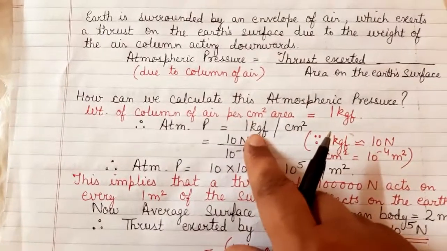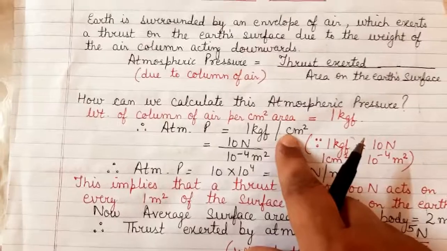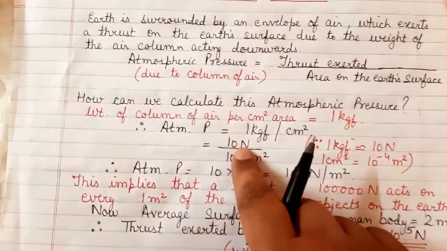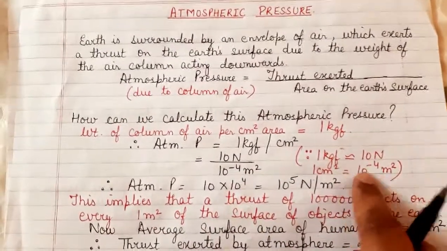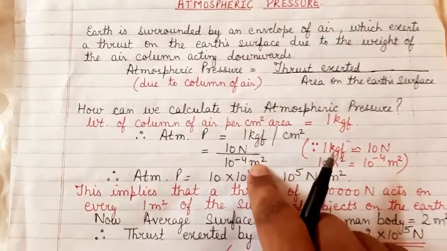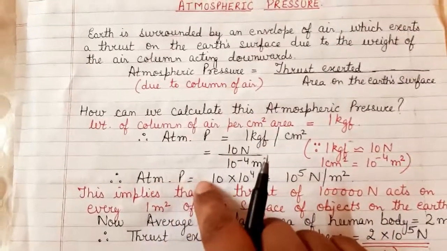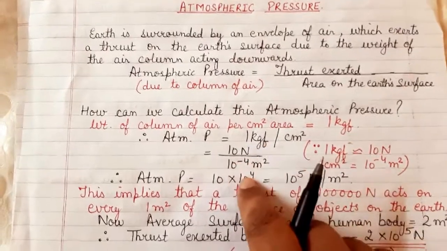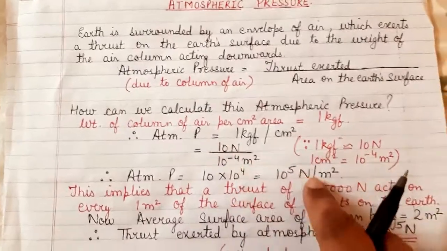Now let's do the conversion. Let's convert kgf to Newton and square centimeter to square meter. We know that 1 kgf is approximately equal to 10 Newton, so I substituted 10, and 1 square centimeter is equal to 10 to the power minus 4 square meters. When I substitute the value, what do I get? Atmospheric pressure is equal to 10 multiplied by 10 to the power minus 4, where the power becomes plus 4, which is equal to 10 to the power 5 Newton per square meter.